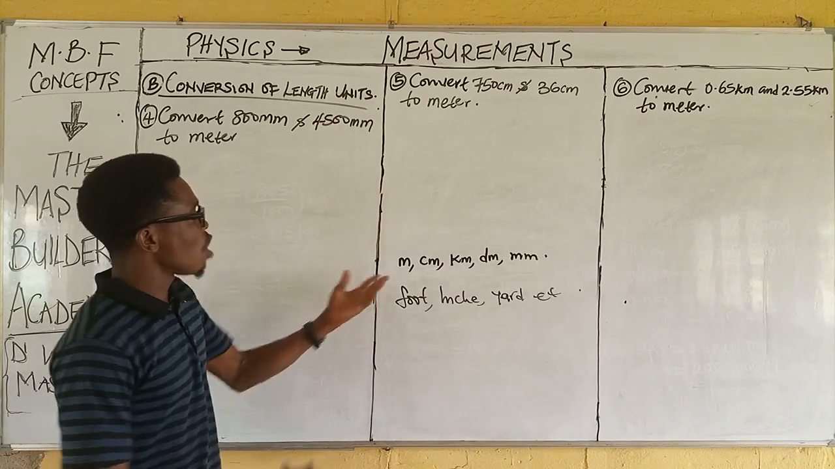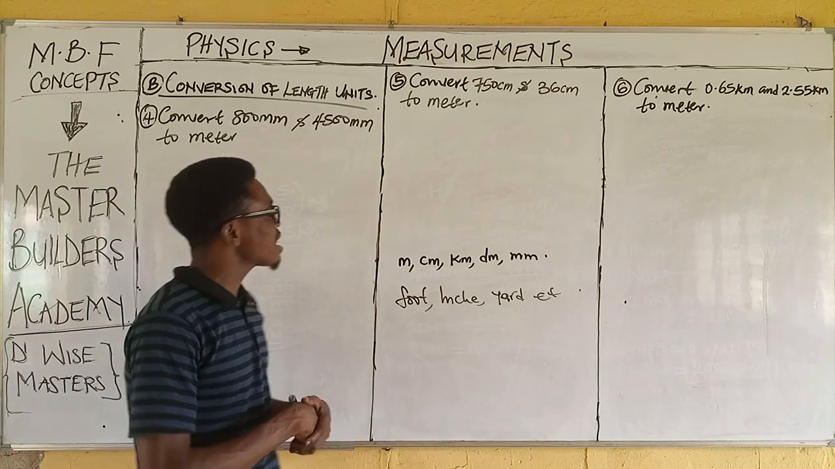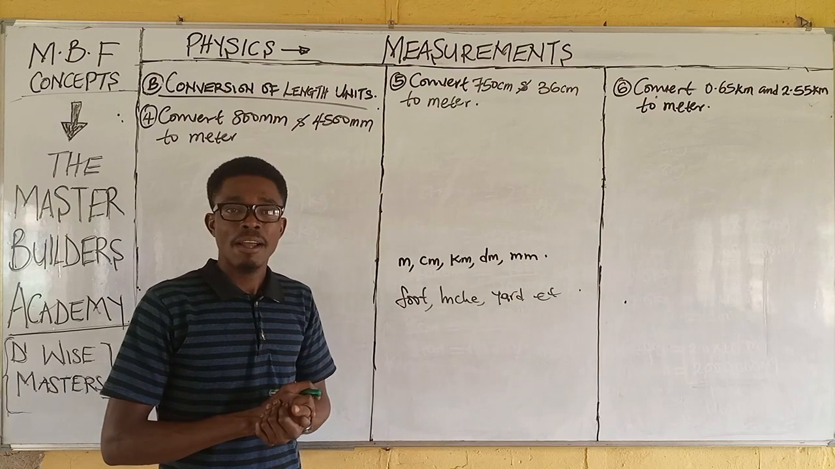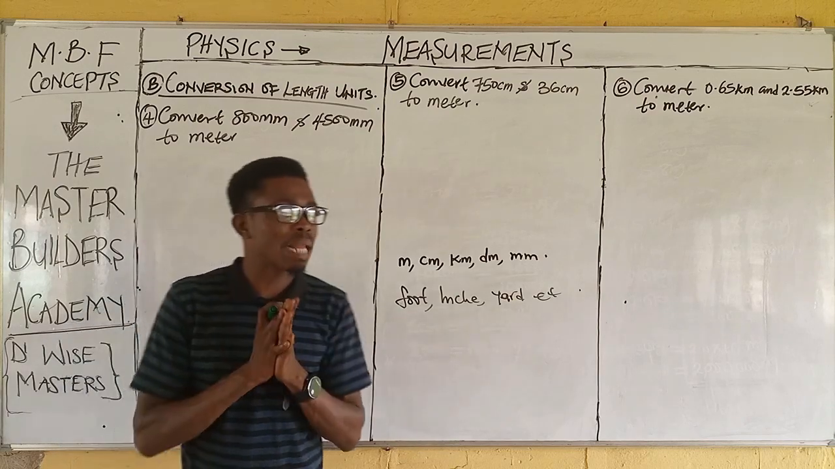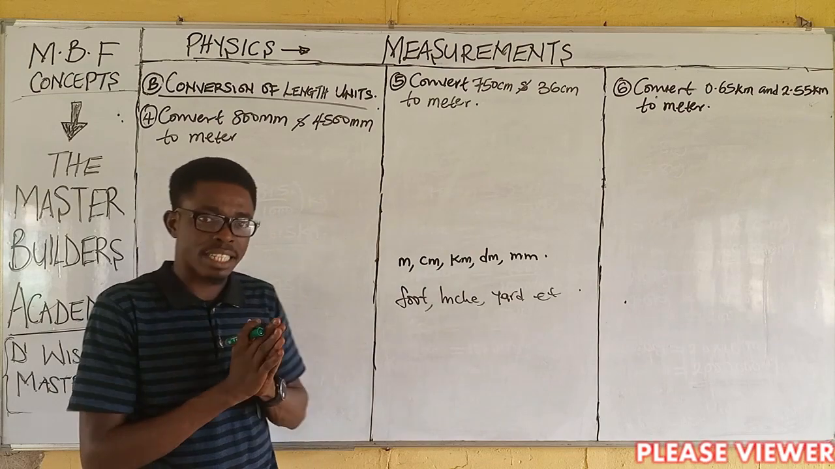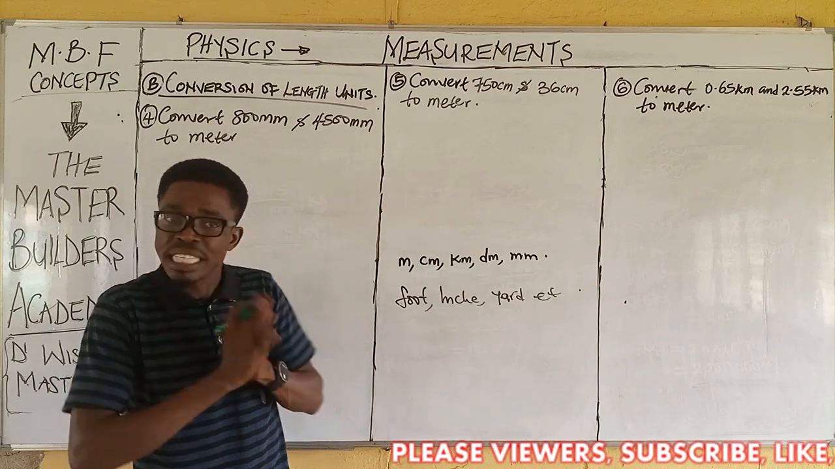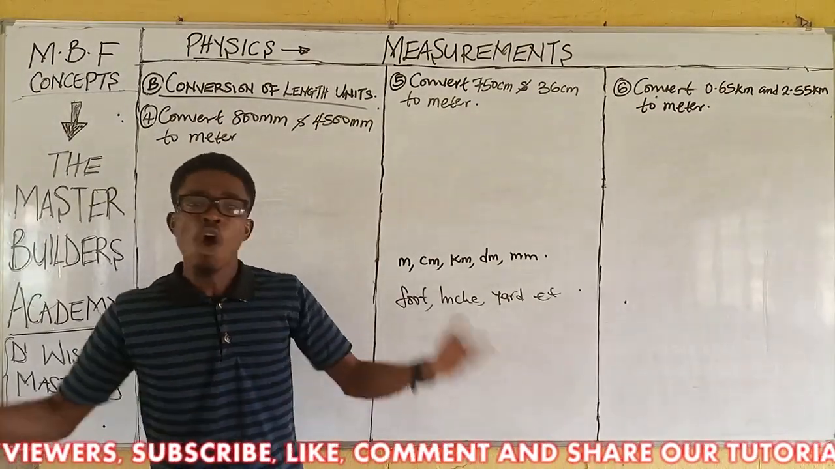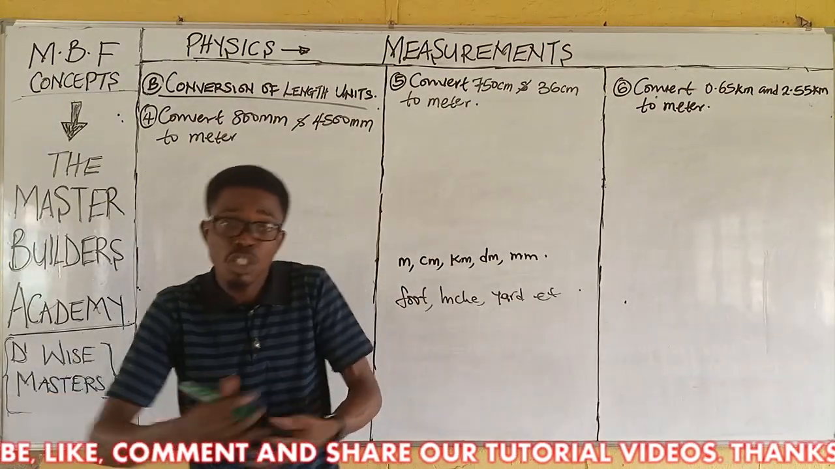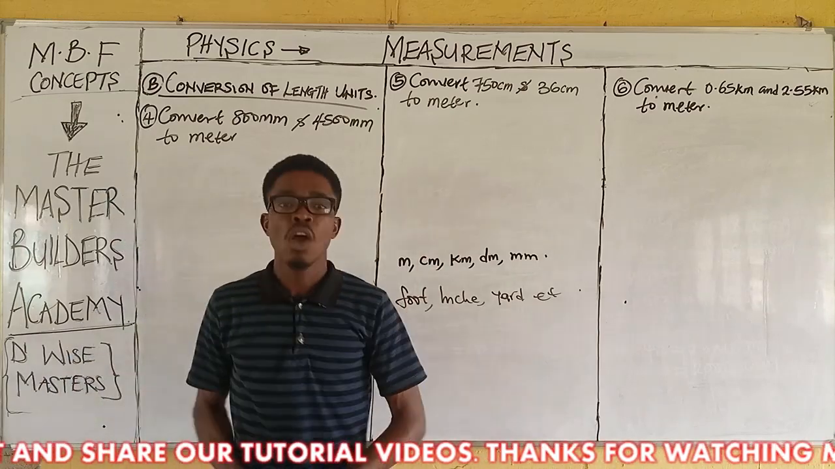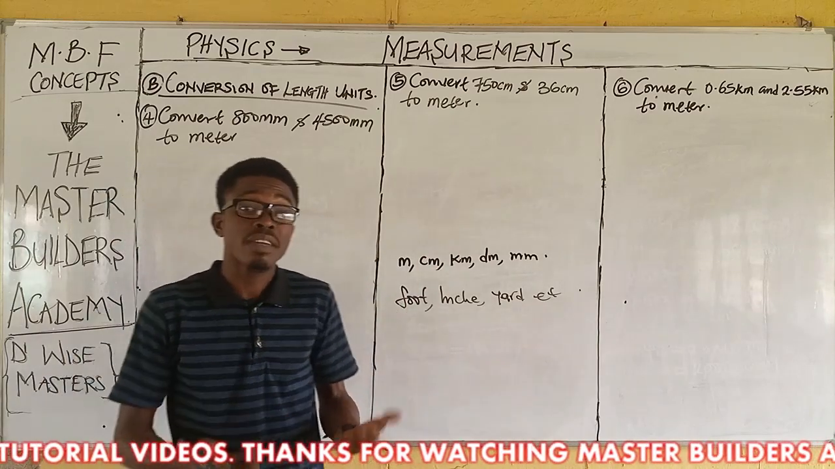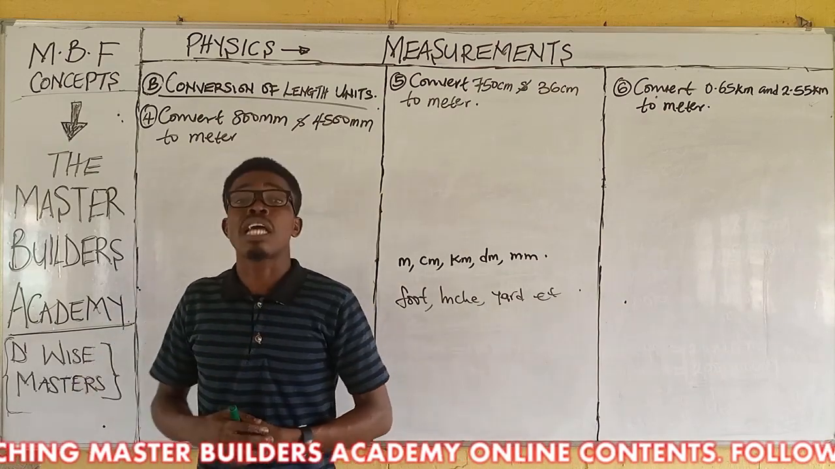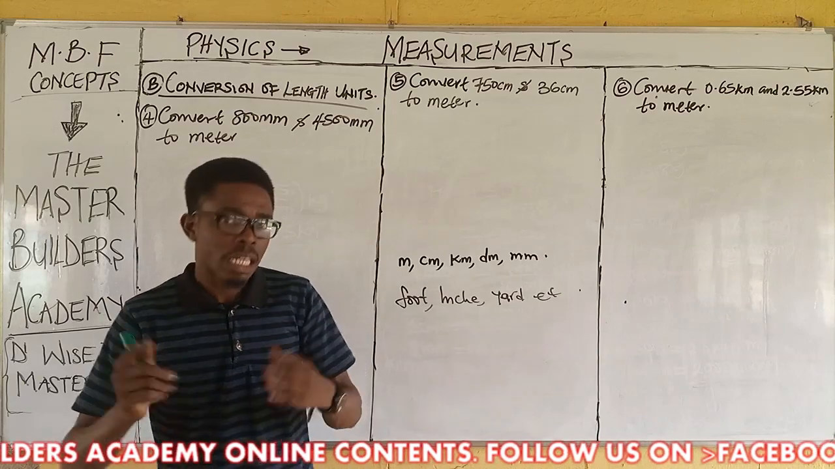Now, on this note, we know that the fundamental unit of length is the meter. So as far as physics is concerned, in every problem you solve that concerns length, the value of length must be in meter. So what happens if you are given a centimeter? That means you need to convert to meter. What happens if you are given millimeter? You need to convert to meter. And when you are given kilometer? That means you need to convert to meter, except it is stated otherwise by the examiner. Now let's get to work.